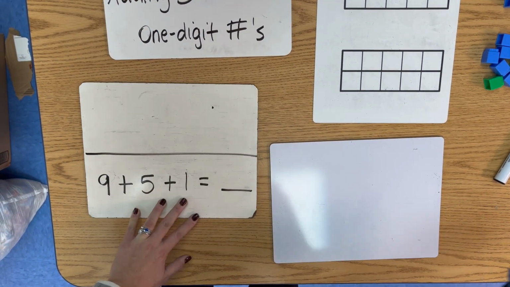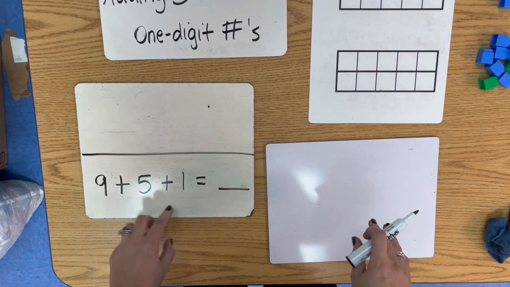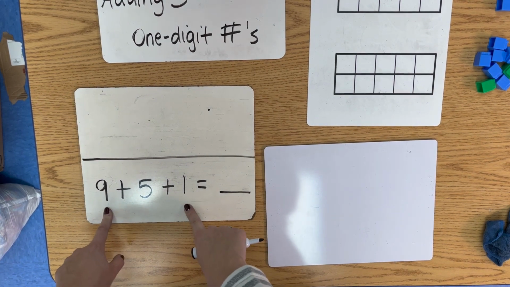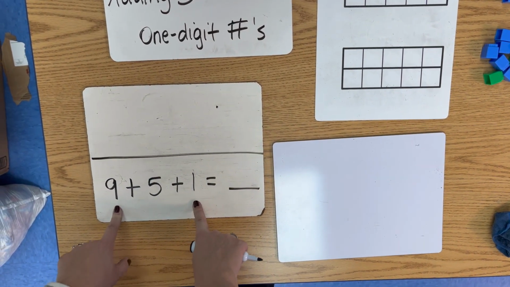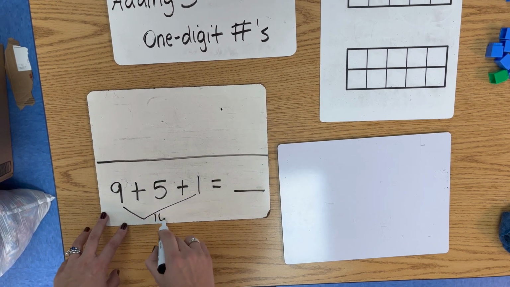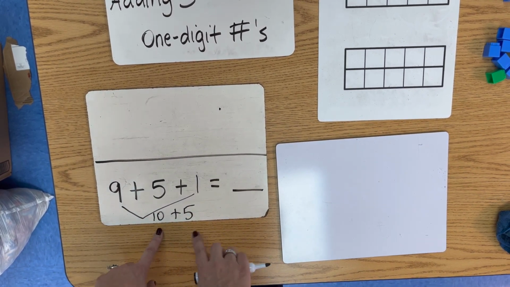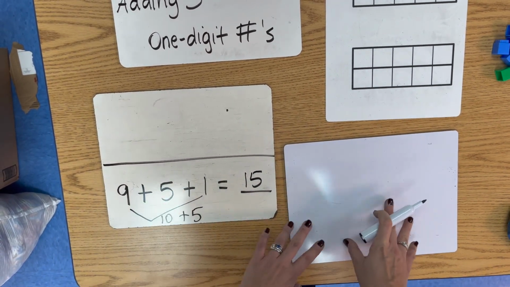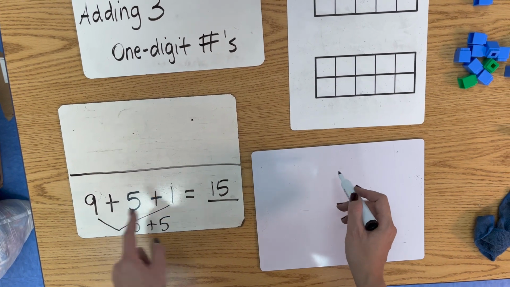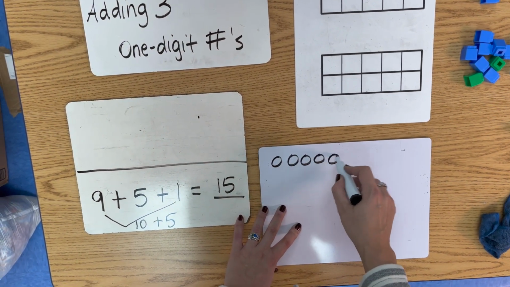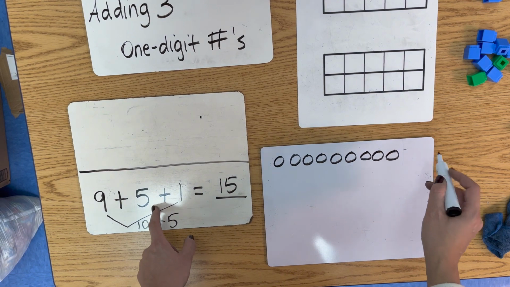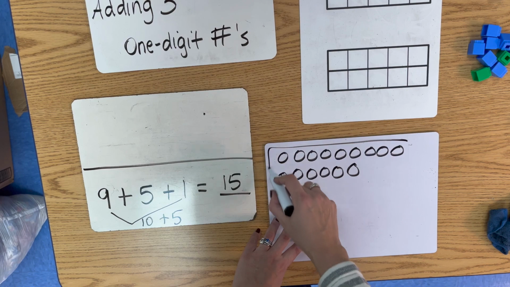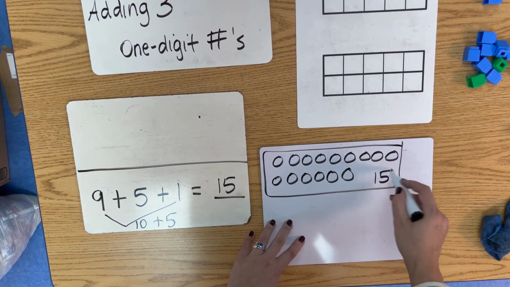Another example is 9 plus 5 plus 1. In this example, I'm looking to see something that is familiar to me. I see 9 plus 1 gives me 10, so I can start there. And then 10 plus 5, when I make my 10, 10 plus 5 gives me a teen number, which would give me 15. So that's one way to go about it. Another way to go about it is to draw it out. So I would start with 9, add my 5, and then 1 more, and I would add all this up and get 15.